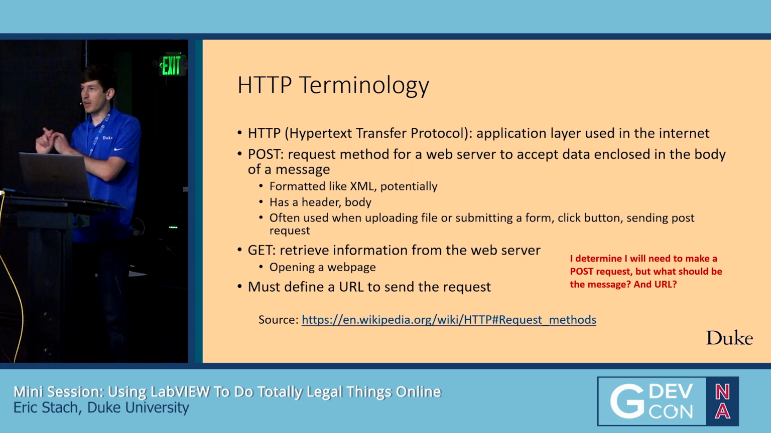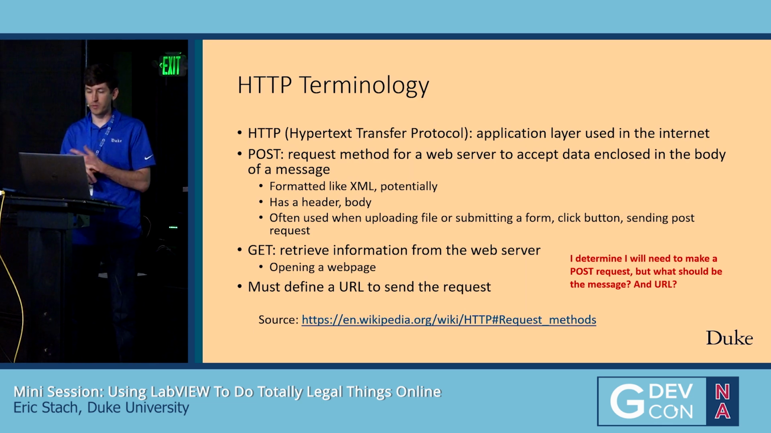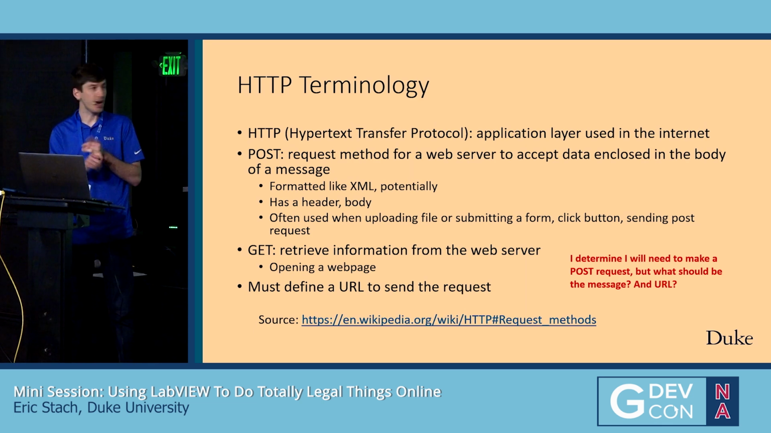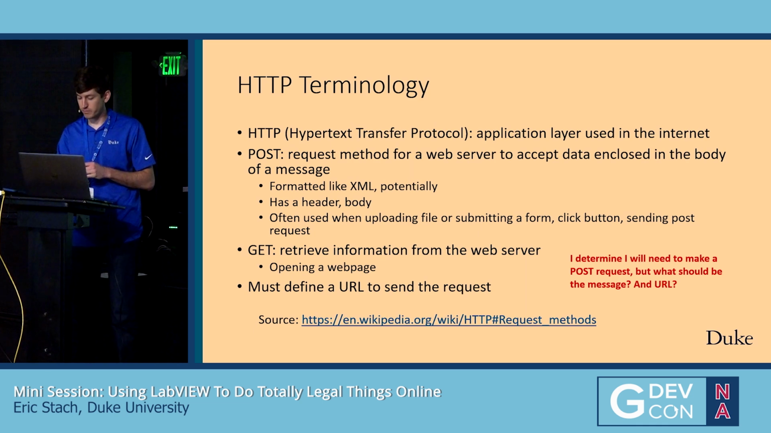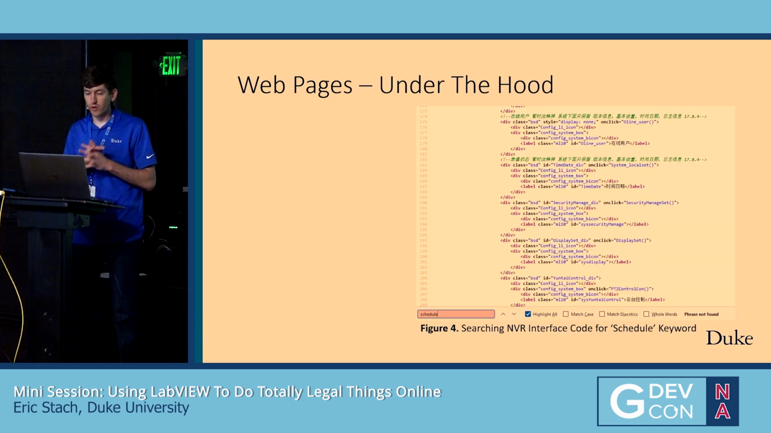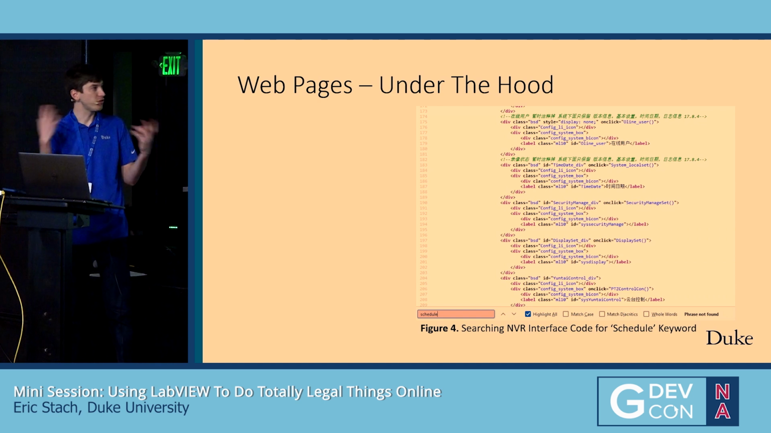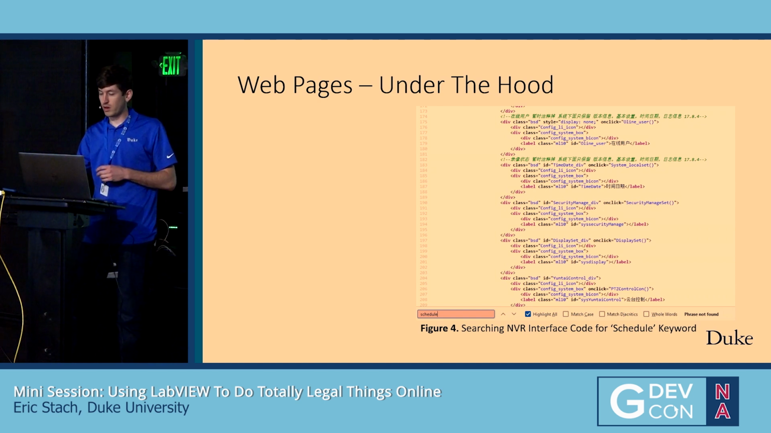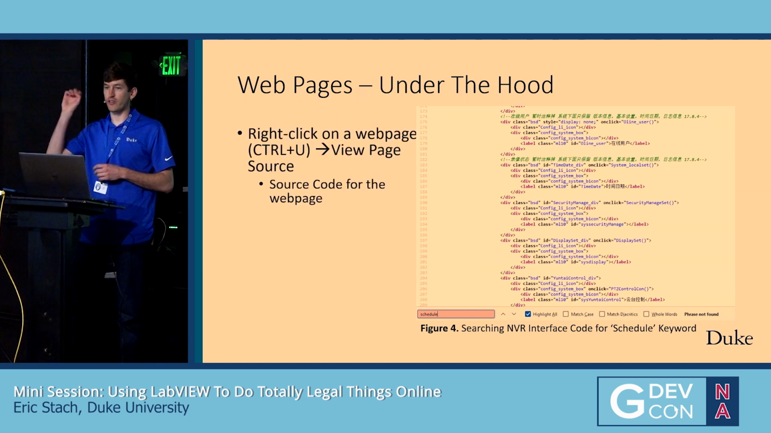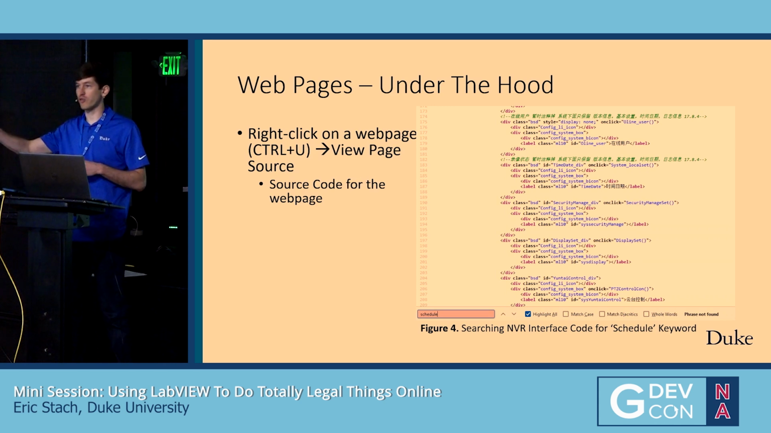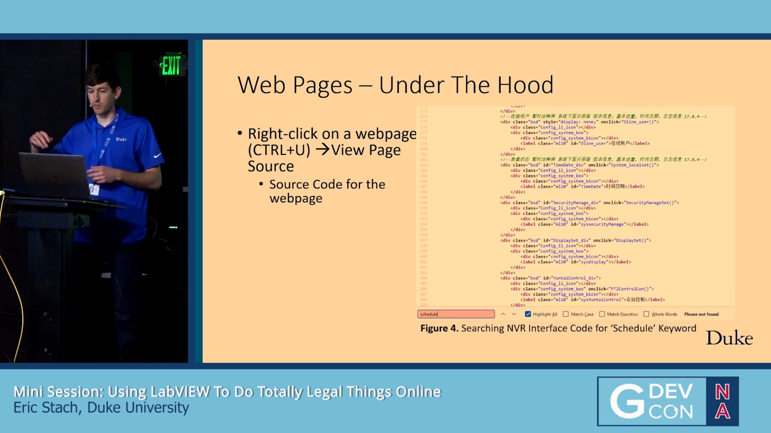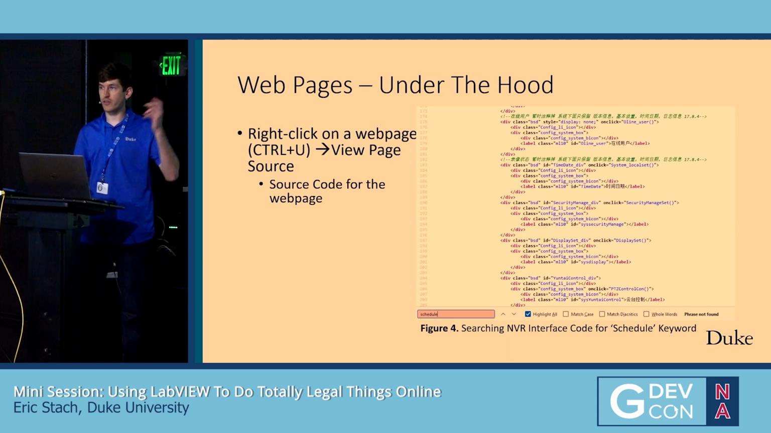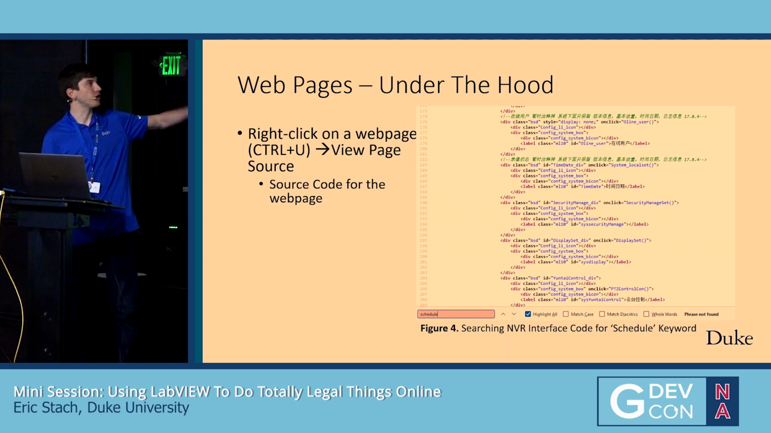But I don't know anything about what this message is supposed to look like, or what URL. I assume it's probably the URL of the web page, but I need some more information here. So web pages under the hood, I'm sure it's something we've all looked at. If you right-click on a web page and go to view page source, or hit Control-U, which I've accidentally hit dozens of times, you look at the source code of the web page. It could be JavaScript, HTML, but it'll look something like this.